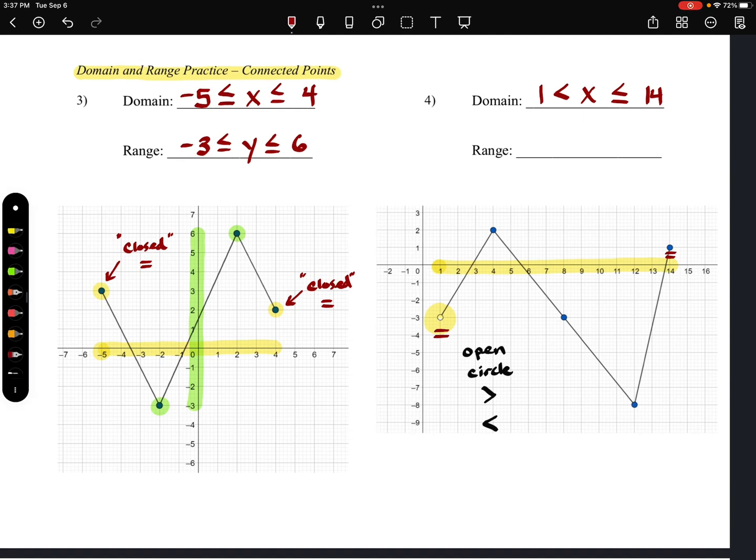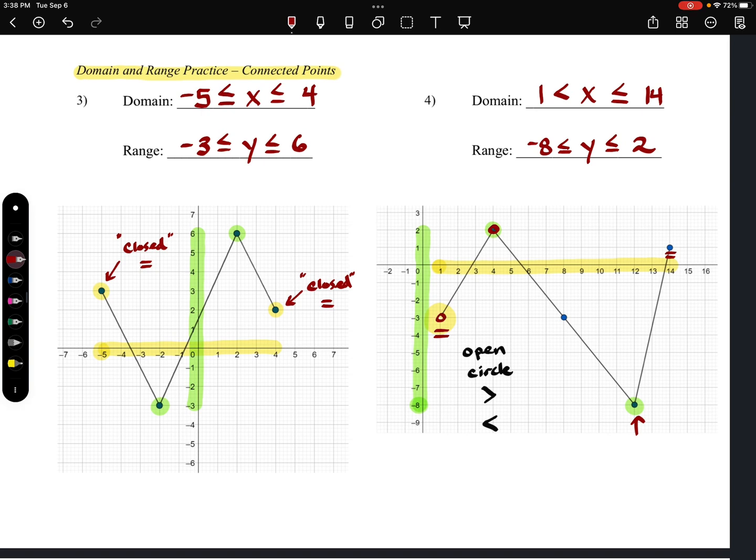All right, and then the last one we've got is the range. So if we find our lowest point and our highest point, it looks like that shadow would go from negative 8 all the way up to positive 2. So we've got negative 8 is going to be less than or equal to, right? Because it is a closed circle, it's filled in. We've got our y value. And then this one is also filled in as well. So we'll just go ahead and say it's less than or equal to positive 2.